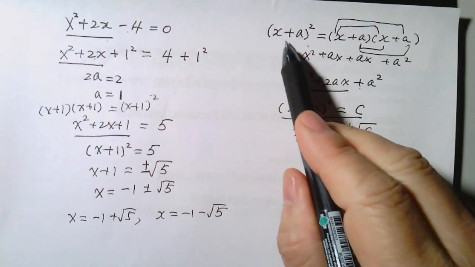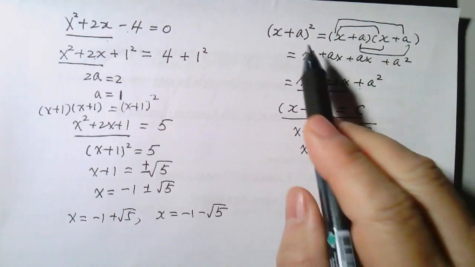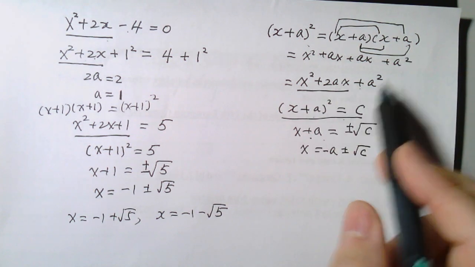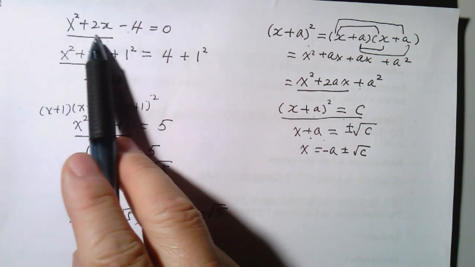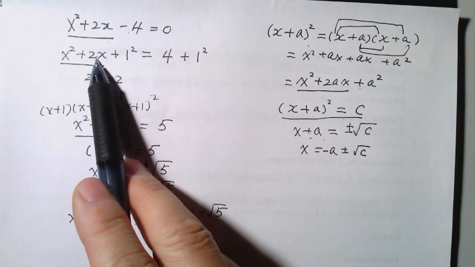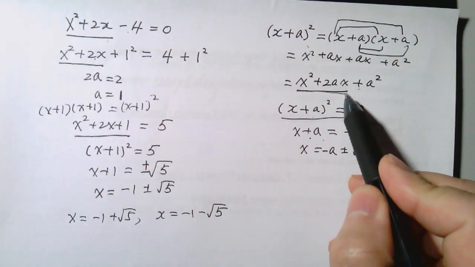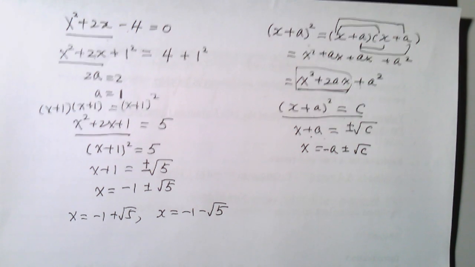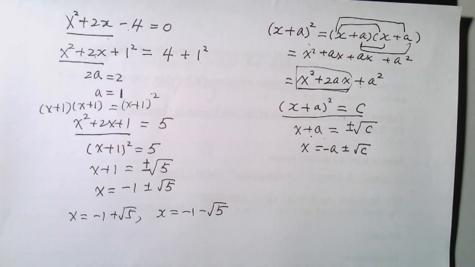In a perfect square, after we did FOIL, it becomes this. And so we compare our equation. When we get x squared plus 2x, we just compare this. Okay, we just compare this. So now we compare, and this here means you got a 2a going to be compared with this coefficient, which is 2. So now you got a equal to 1.